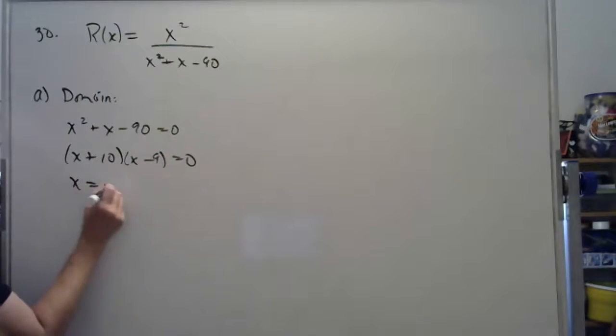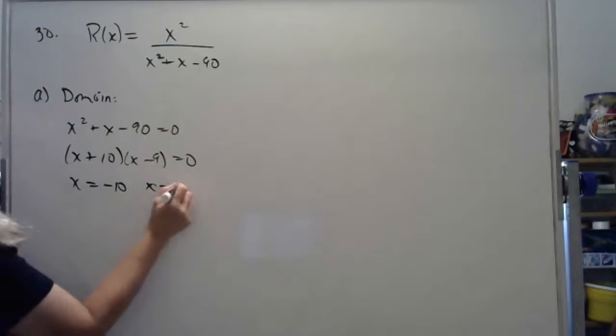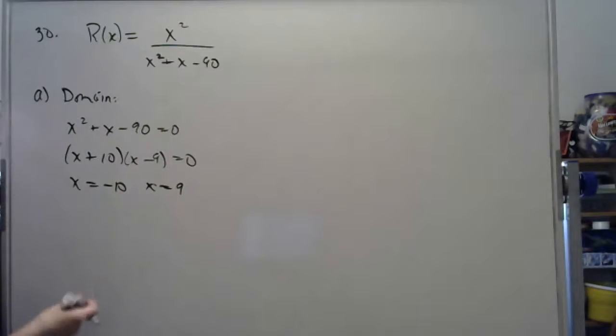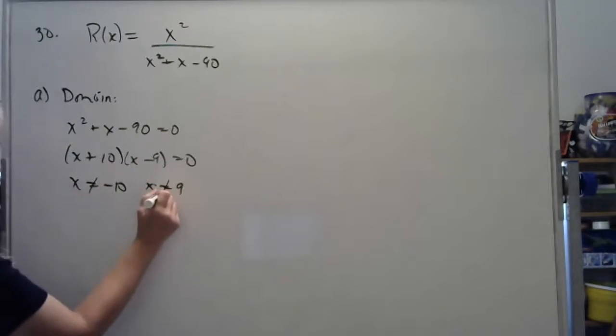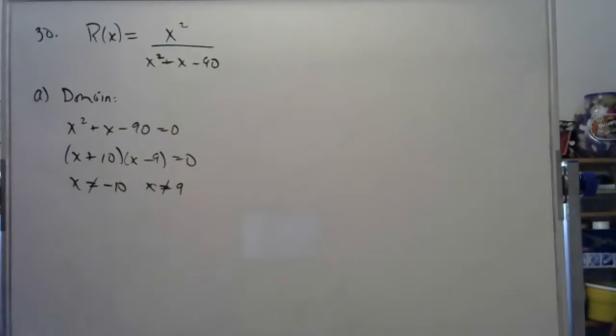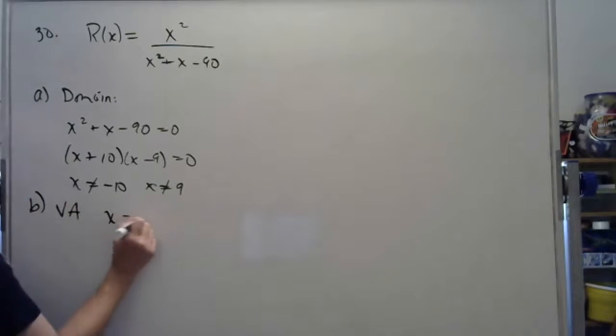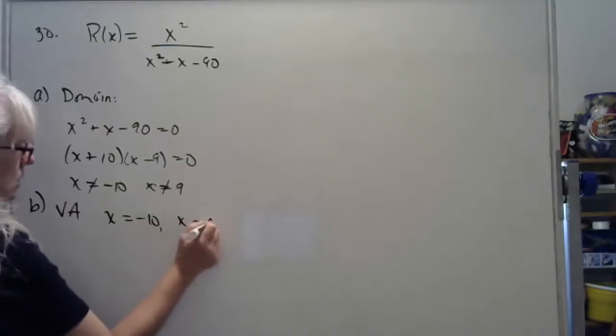So we see that x equals negative 10 and x equals 9. Now, these are the vertical asymptotes, but they're also places where the domain has issues. So we know that x cannot equal negative 10 and x cannot equal 9. And that's how they're writing the domain, right? So there's our domain. Part B says the vertical asymptotes. Well, we just found those. That would be x equals negative 10 and x equals 9.